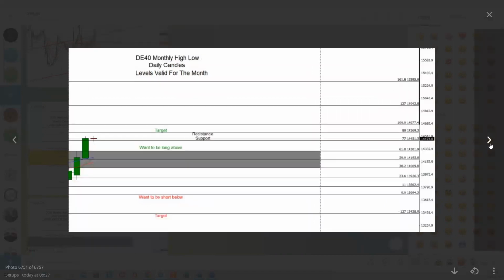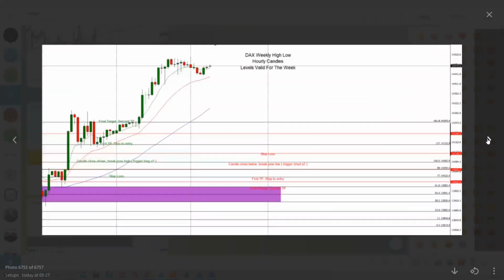On the DAX monthly high-low currently between levels of 77 and 89 as resistance and support. If you look at the moving averages, 8 is above 21. Green is above red. That's indicating trend is up. So with that, we're still aiming for that 89 target.